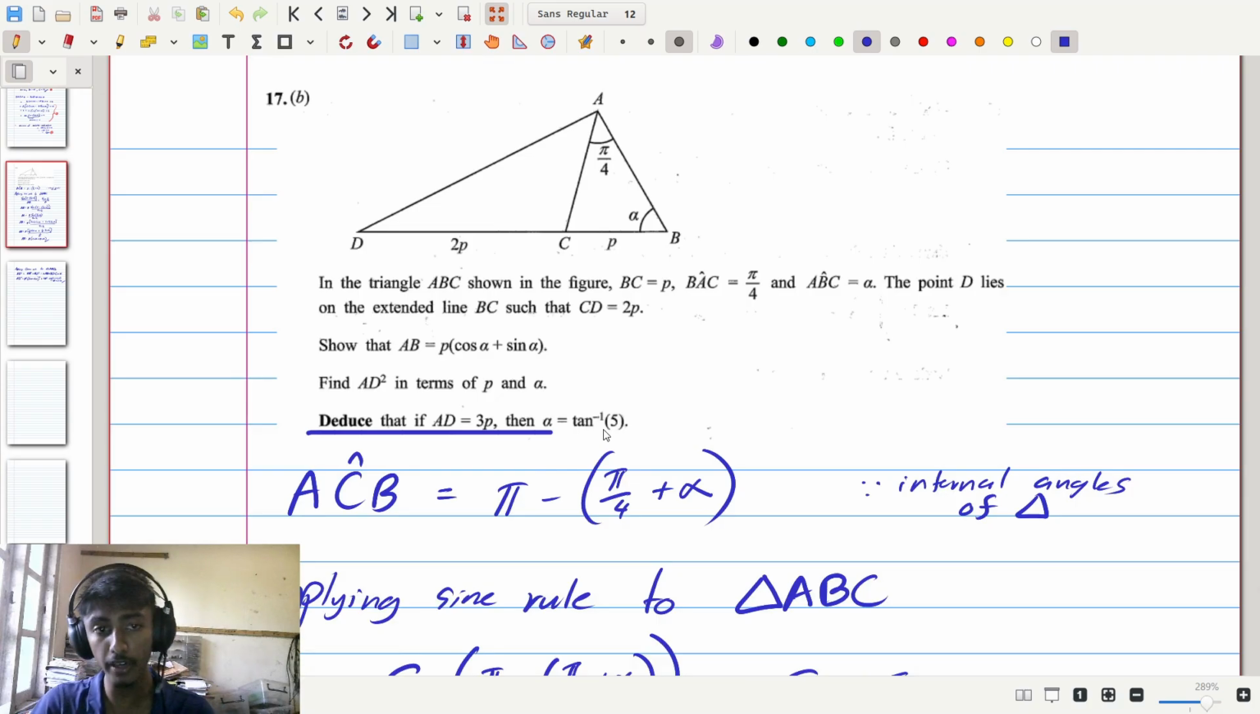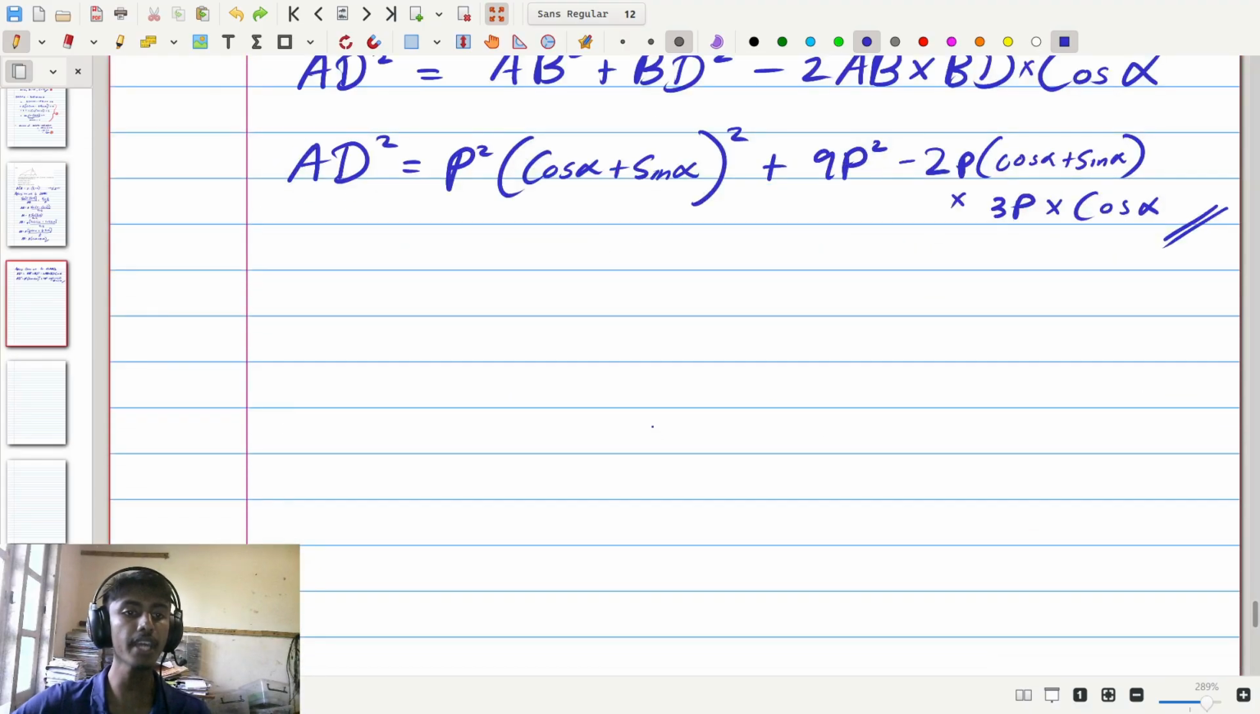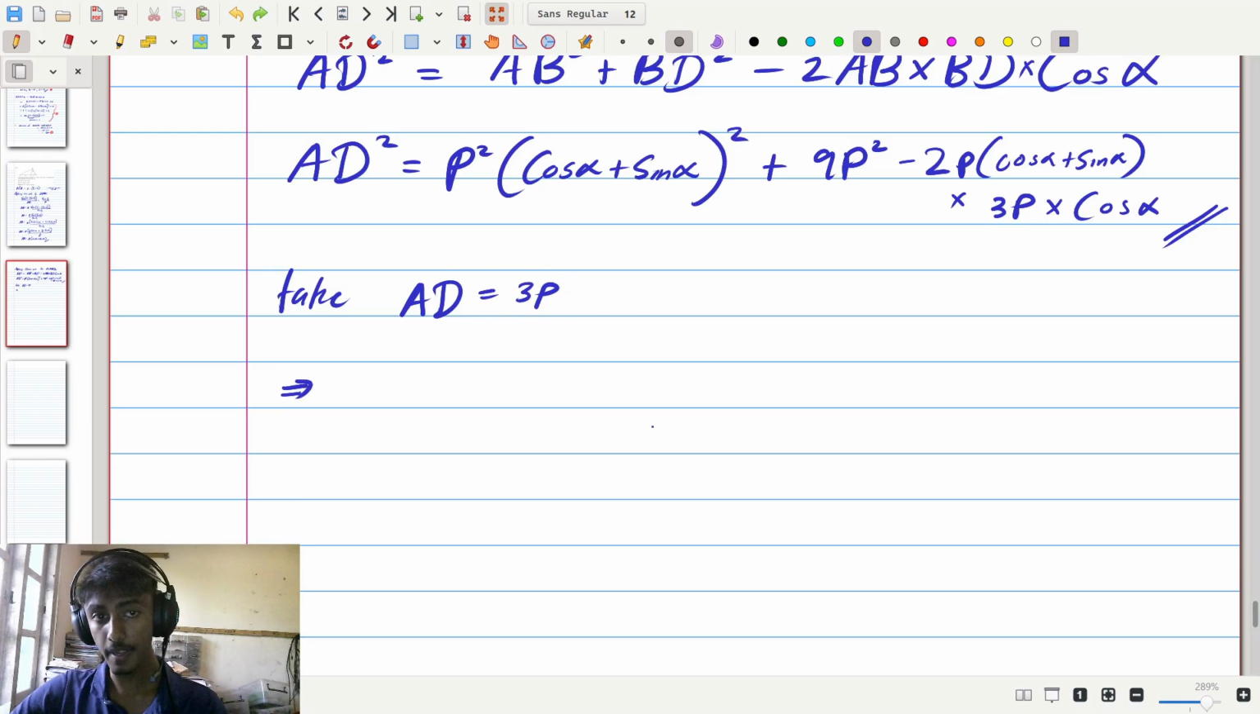Now considering the last part of the question, we are asked to deduce that if AD is equal to 3p, then alpha must be equal to tan inverse of 5. Now considering that, what we're going to do here is to take AD equal 3p and substitute it into this expression that we have above. If we take AD equal 3p, AD squared is going to be equal to 9p squared.